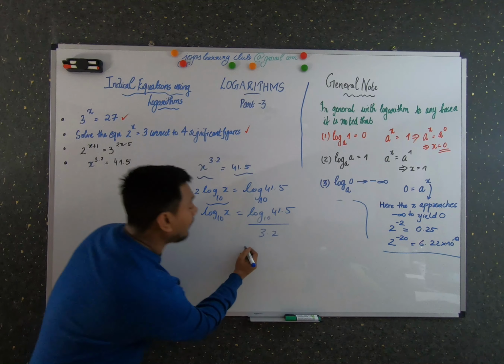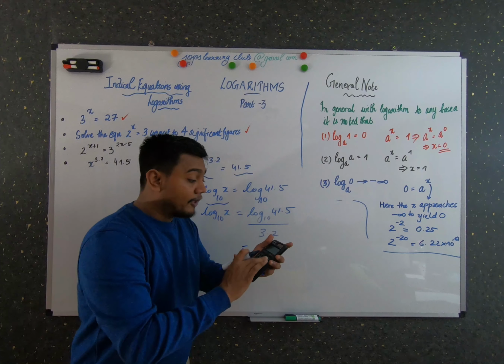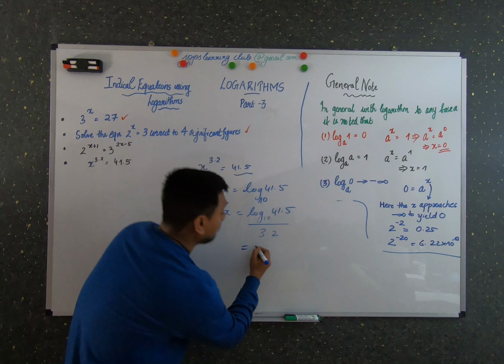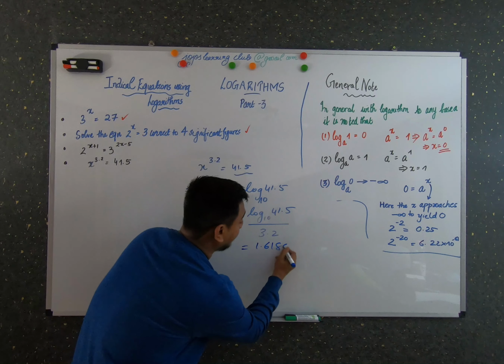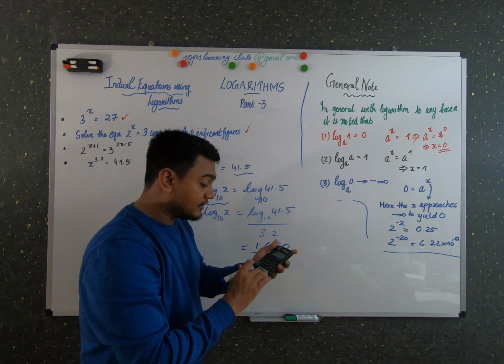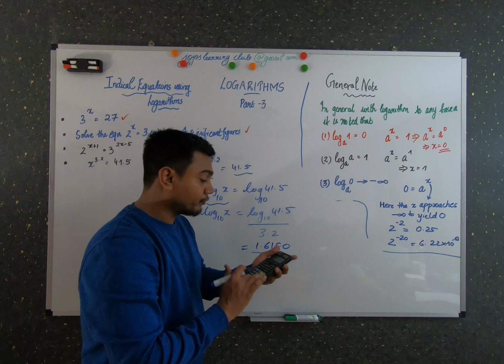Now you have to find what is log of 41.5. What is it? It is 1.6180 by 3.2. So now we have to find what is this divided by 3.2. What is it?